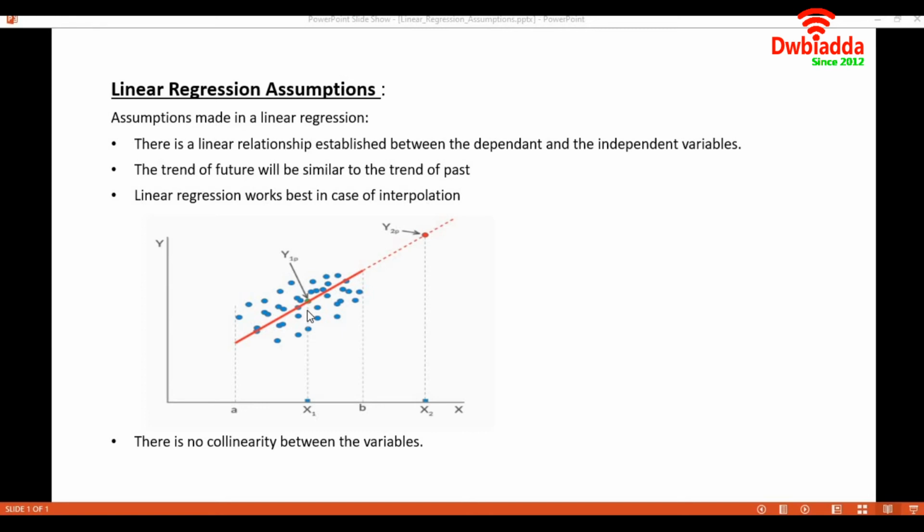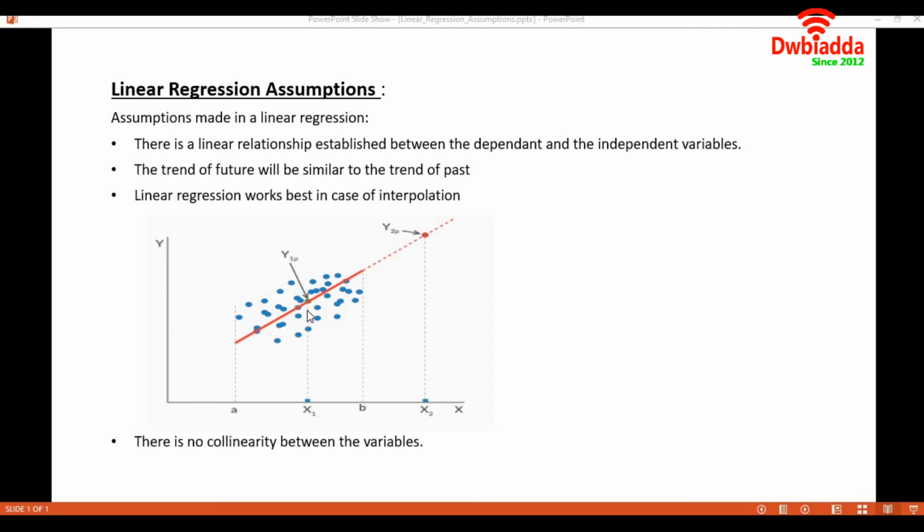The last assumption which linear regression makes is about collinearity. We need to ensure that there is no collinearity between the variables, which means variables are not dependent on each other, based on which we are predicting. For example, the amount of sweet intake I take increases the chances of me getting diabetes, which means they are directly correlated to each other. They have a high collinearity, which means when one increases, the other increases, and when one decreases, the other decreases. There could be negative collinearity between variables.